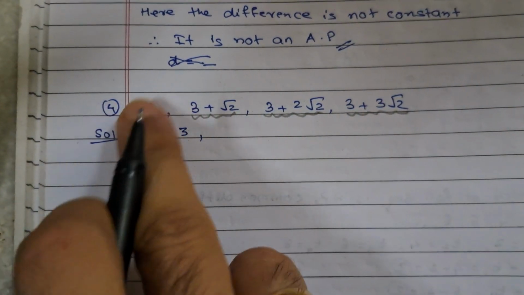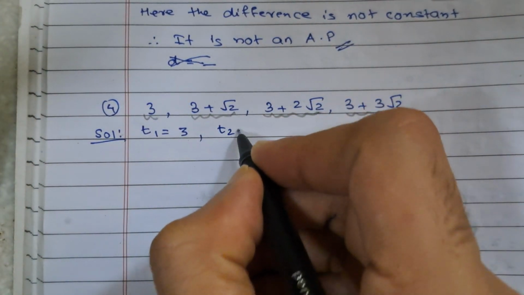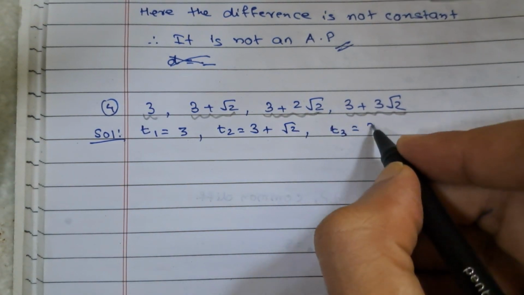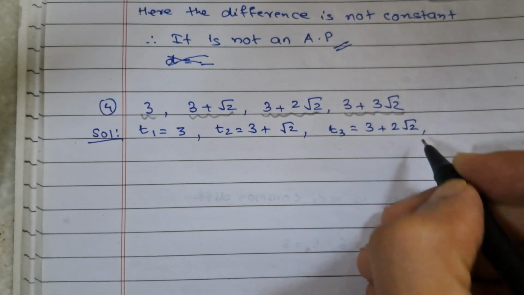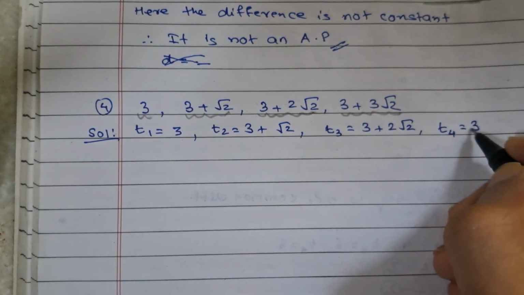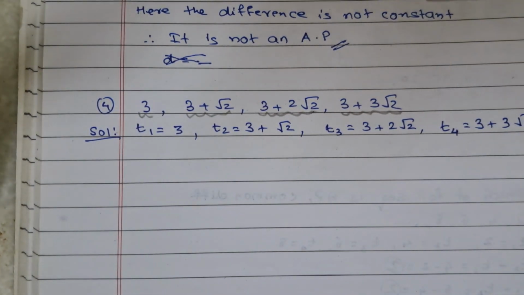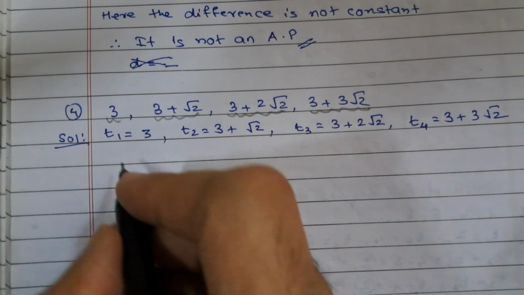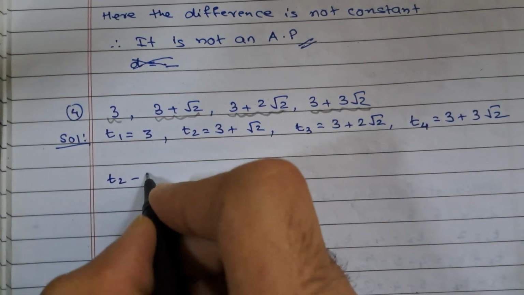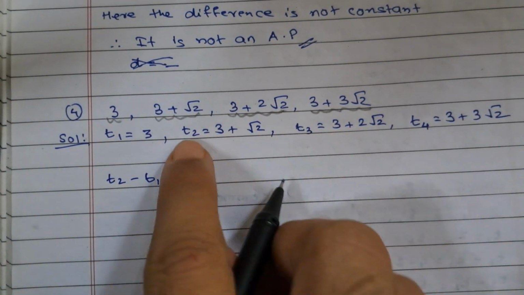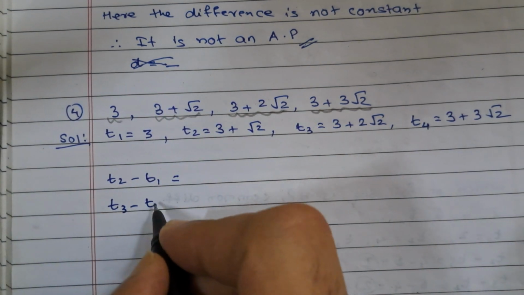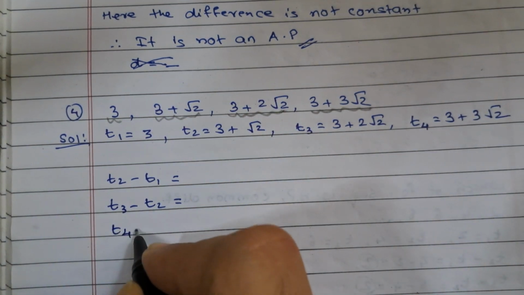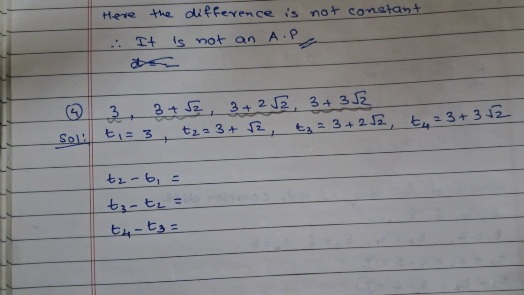Okay. So T1 is this, and then the next one is T2. T2 is 3 plus root 2. Then T3 is 3 plus 2 root 2. Then finally T4 is 3 plus 3 root 2. Okay, fine. Now let's start subtracting the terms, right? So I will do T2 minus T1 first, then T3 minus T2, then I have a 4th number this time, so T4 minus T3. Let's see whether all three give me the same answer or different.